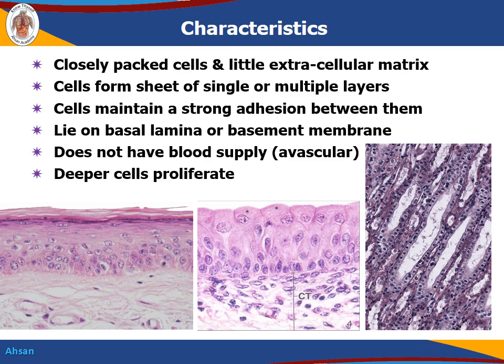The superficial cells which come close to the surface in multiple layer epithelium cannot proliferate, but in single layer epithelium, though they are in contact with the surface, all the cells can proliferate. The most important characteristic of the epithelium is closely packed cells with little extracellular matrix in between the cells.